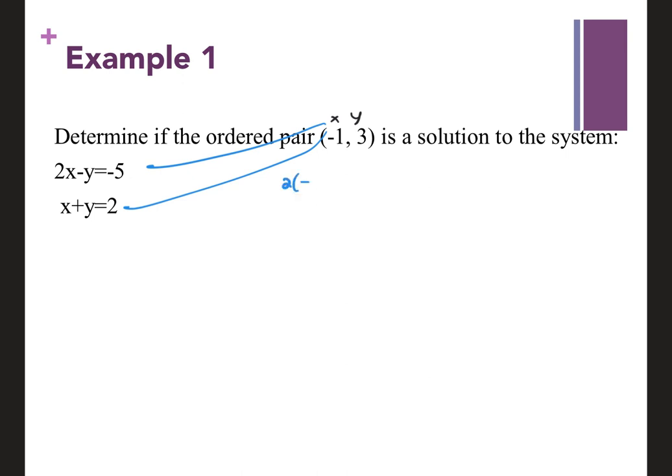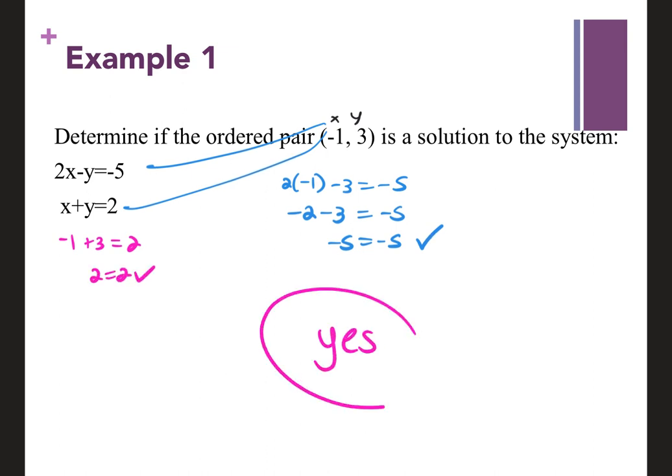So I would get 2 times -1 minus 3 equals -5. 2 minus 3 equals -2. Minus 3 equals -5, and -5 equals -5. So it works for that one. And then you'd have to check the second one. So -1 plus 3 equals 2. 2 equals 2, and it works. If it works for both, it is yes. This is an ordered pair that would be a solution to the system. If it worked for one and not the other, it's a no. So it has to work for both.